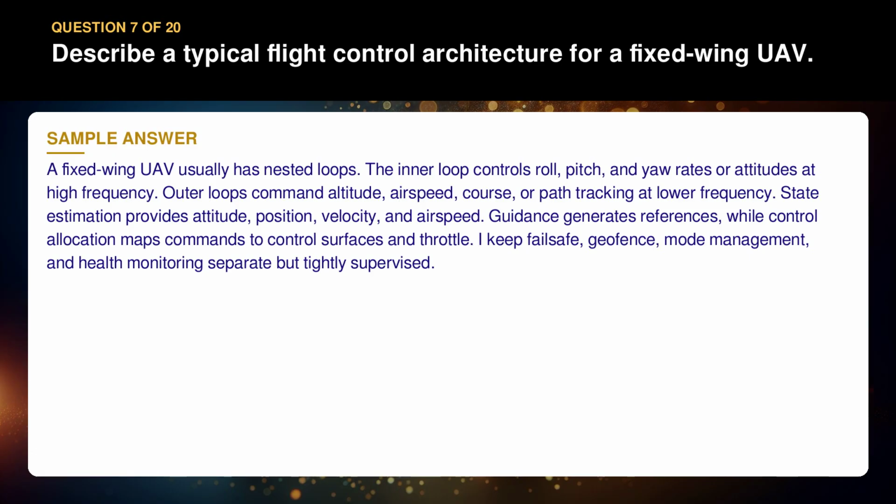A fixed-wing UAV usually has nested loops. The inner loop controls roll, pitch, and yaw rates or attitudes at high frequency. Outer loops command altitude, airspeed, course, or path tracking at lower frequency. State estimation provides attitude, position, velocity, and airspeed. Guidance generates references, while control allocation maps commands to control surfaces and throttle.